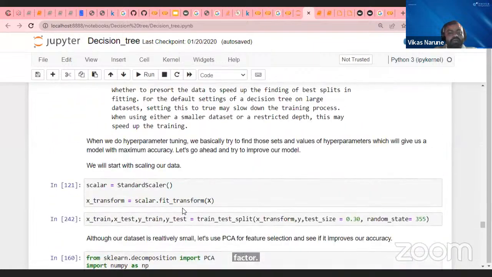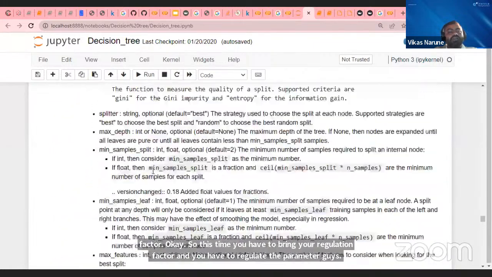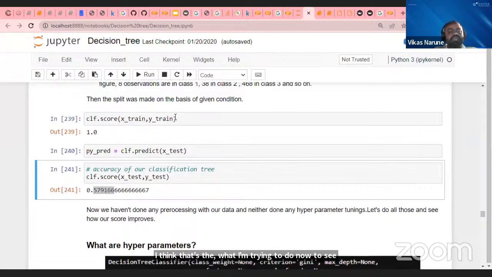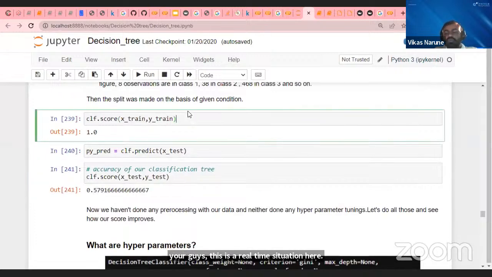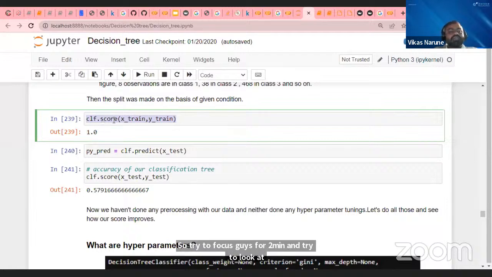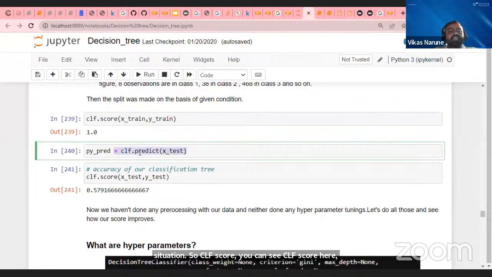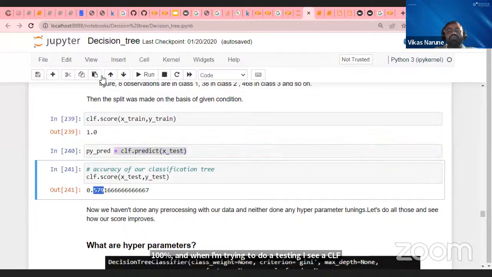Regularize the parameters. Now see here what I'm trying to do, guys, this is a real-time situation. So try to focus, guys, for 2 minutes and look at this situation. So clf.score, you can see clf.score here. clf.score means training score. Train data I passed. One means 100% accuracy. And when I'm trying to do testing, guys, here clf.predict, I'm doing testing. Testing score is 60%. What is the huge difference I have? Here it is showing 100%, here it is showing 60%. 40% gap, guys. Worst situation.